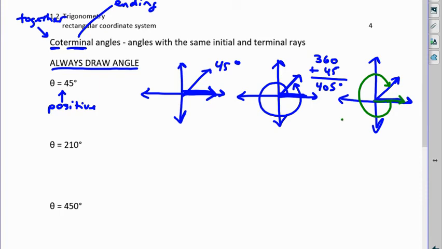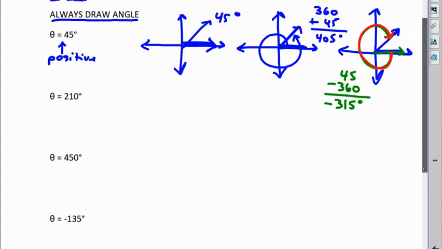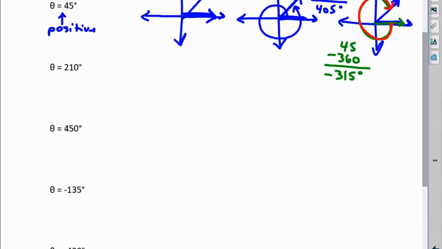So let's write the work. 45 minus 360, because I'm going in the negative direction, and that gives me negative 315 degrees. So that's how far someone would have traveled if they were to start running here and run like this to get to the terminal side. That would take you 315 degrees, and that's a negative one. And every time I subtract a full rotation, I would get a new negative coterminal angle. You just have to give me one.